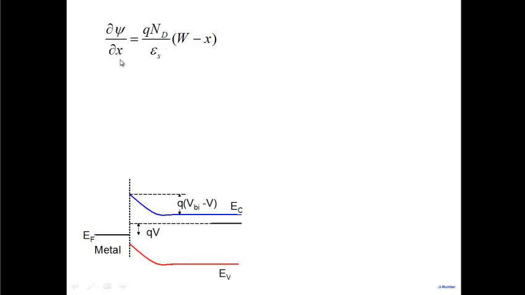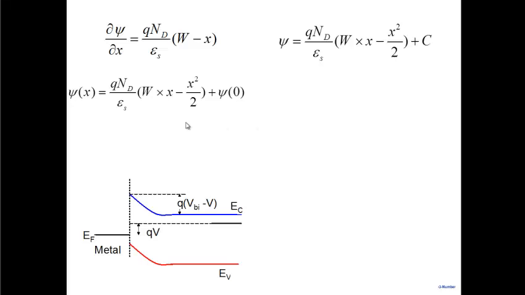So we have del psi by del x equals q N_D by epsilon_S times (W minus x). Let's integrate it once more. So we get q N_D by epsilon_S times (Wx minus x squared by 2) plus C. Now we apply the boundary condition to get the potential. At x equal to 0, C is nothing but psi 0. So we can write psi of x equal to q N_D by epsilon_S times (Wx minus x squared by 2) plus psi 0. Okay, so we get that here.